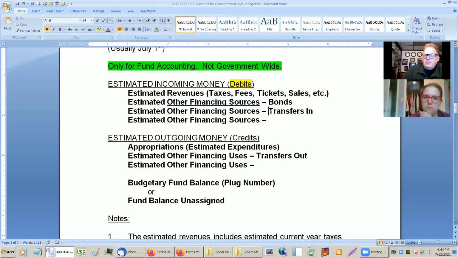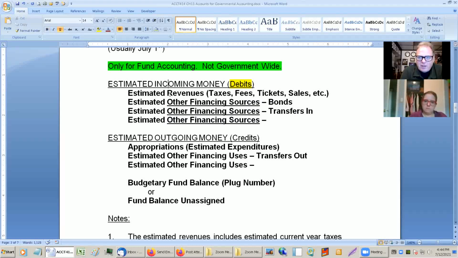Could be transfers in. Could be the state's going to kick in some money, like half the money for a new fire truck or whatever it is. So it could be money that you think you're going to get from other government agencies, and really any other place they can get money from. It could be donations, sometimes people donate to buildings or the library fund. Anything that is money coming in would be in this estimated income.